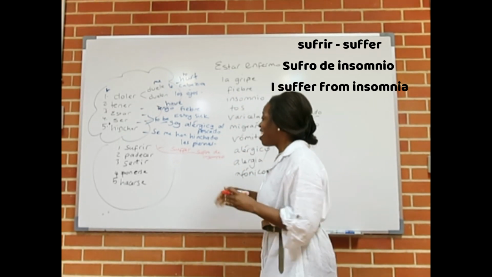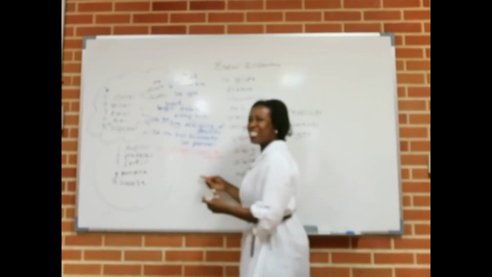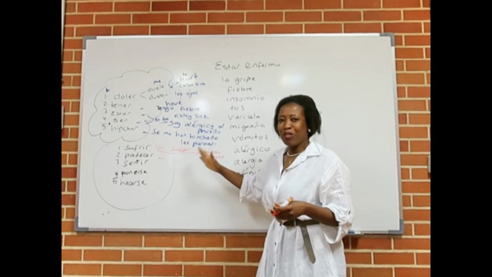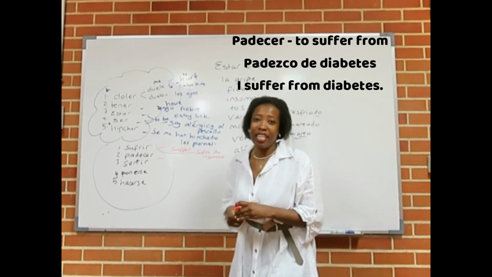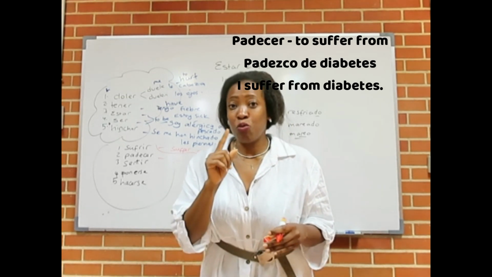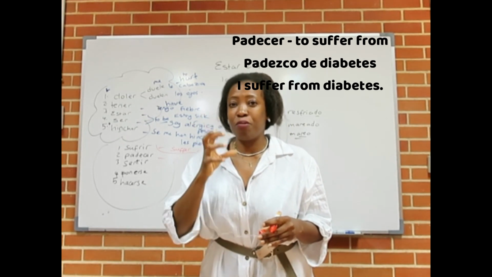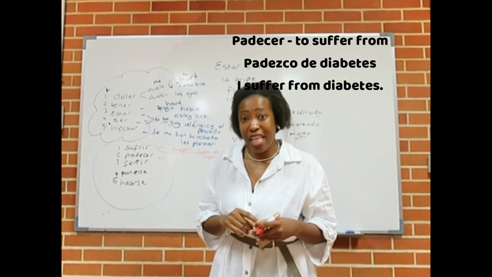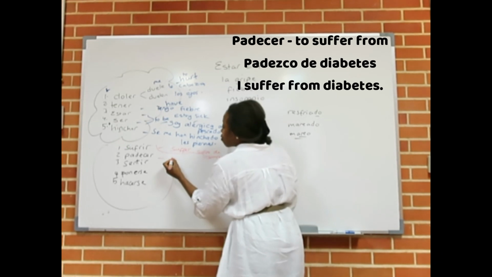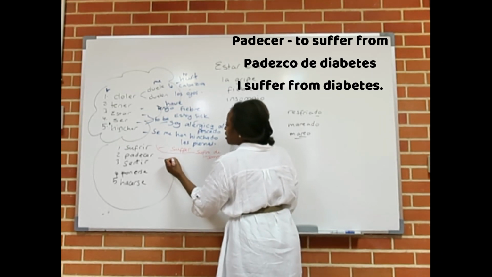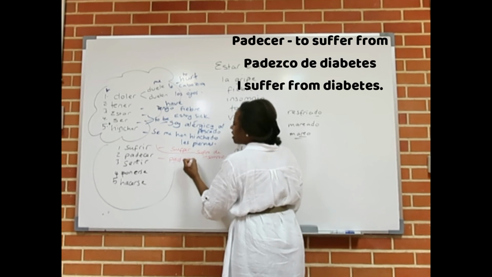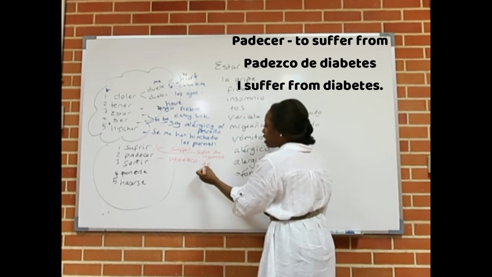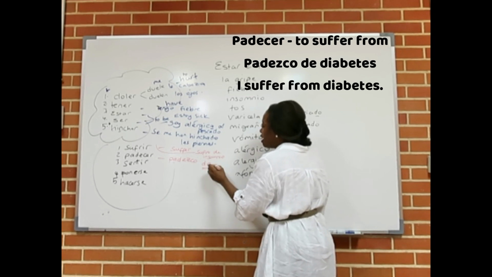Next verb, padecer, which means the same. It's to suffer. We'd say suffer again. Remember, this is one of those funny root change verbs. It's padezco in first person. Padezco. So this is one of those funny ones that we have to learn. So we might say padezco de, like sufrir, we'd use de, I suffer from diabetes.